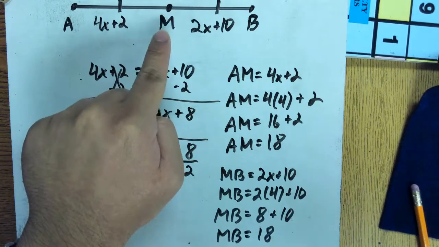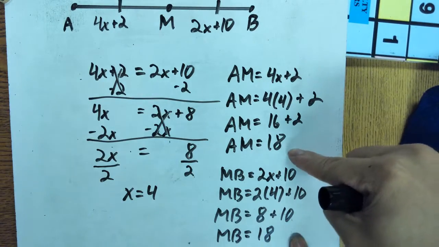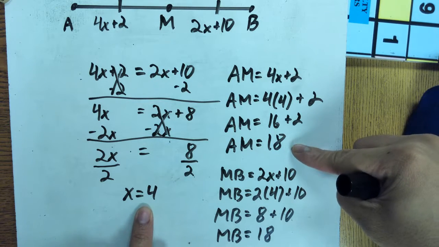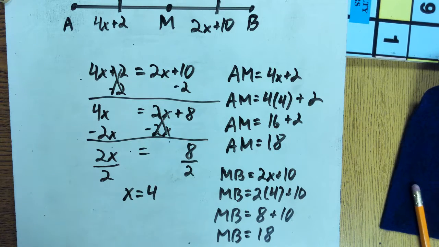MB because M is the midpoint. It's exactly in the middle. If your two answers here do not match, that means your x is wrong. So you're going to need to check again. Alright, and that covers midpoint.